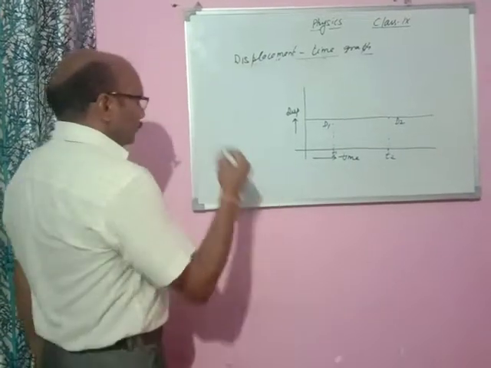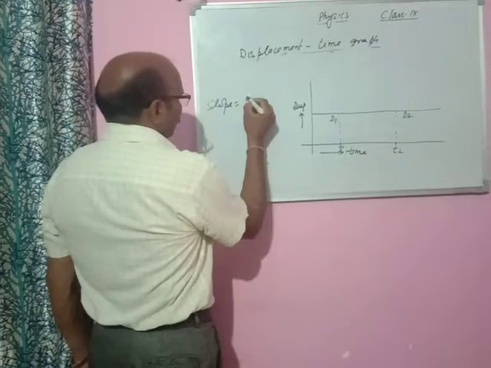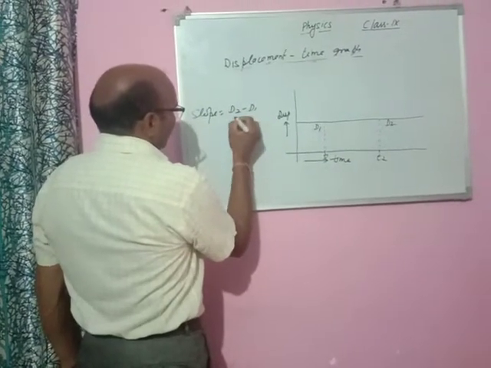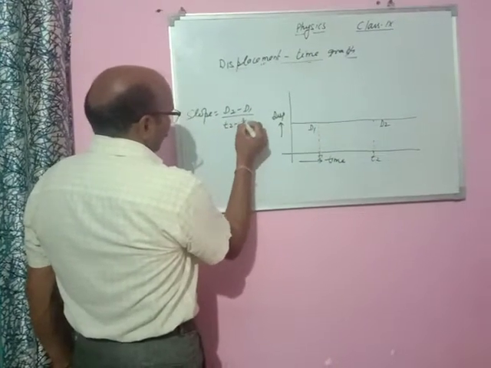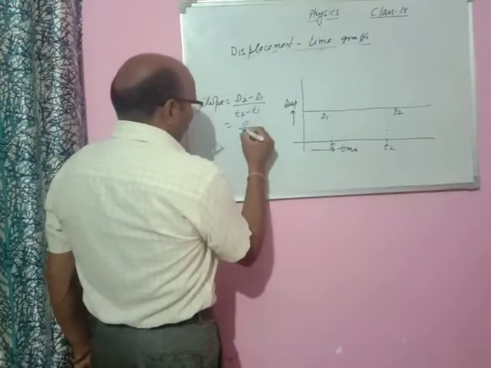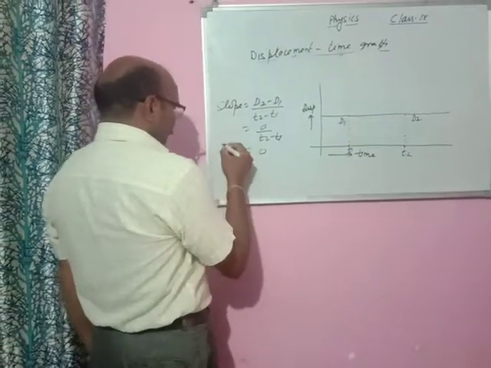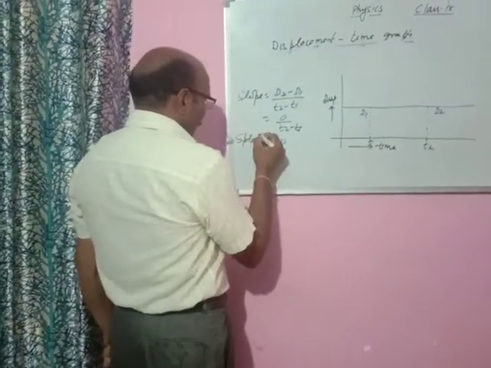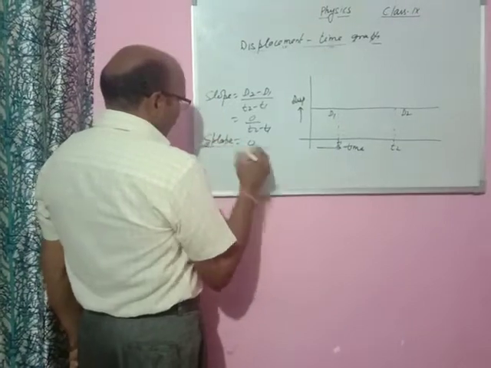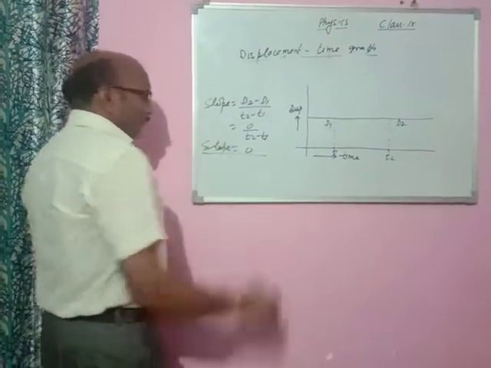So the slope equals d2 minus d1 upon t2 minus t1. Since d2 minus d1 are both equal, it is 0 upon t2 minus t1, equal to 0. Slope is 0. It means velocity is 0.